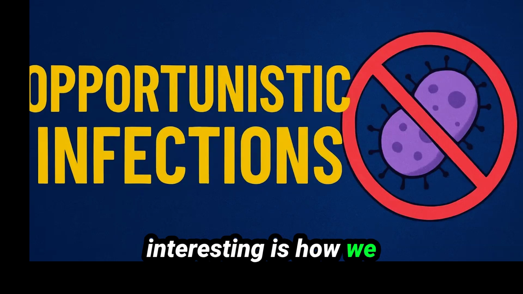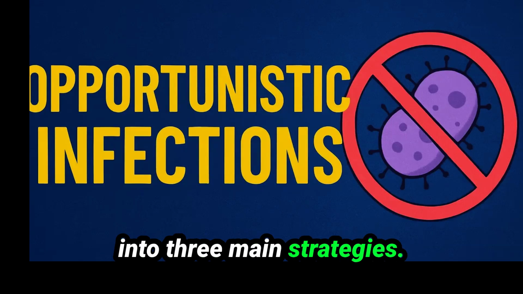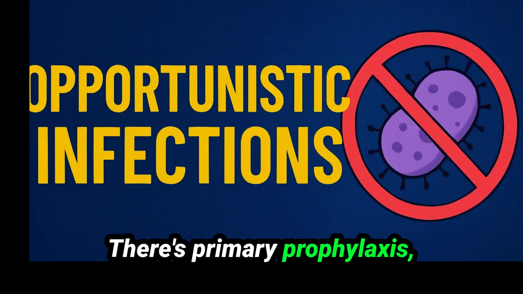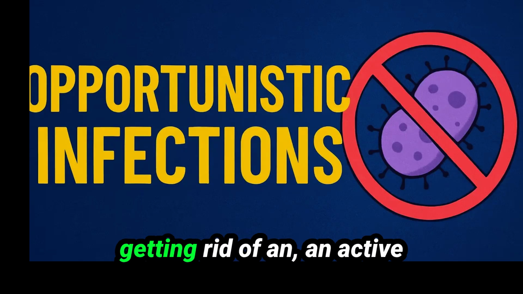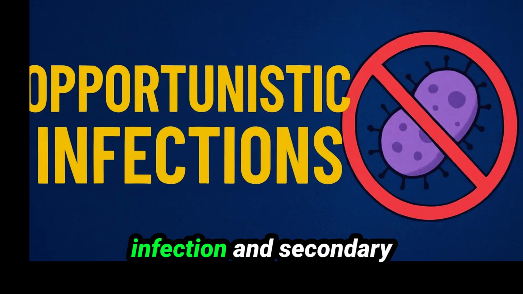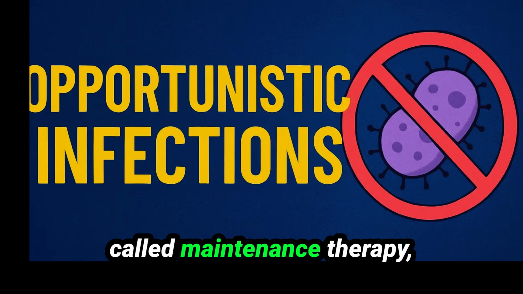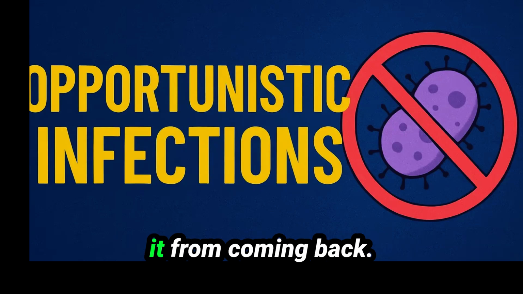And what's interesting is how we manage them. It kind of falls into three main strategies. There's primary prophylaxis, trying to prevent it from starting in the first place. Then treatment, obviously, getting rid of an active infection. And secondary prophylaxis, sometimes called maintenance therapy, which is all about stopping it from coming back.